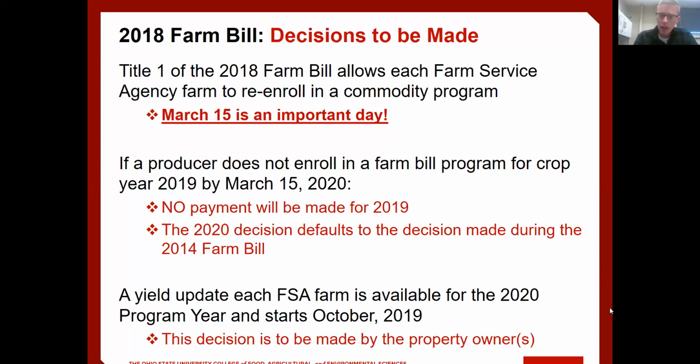There will be a yield update for the Price Loss Coverage yields, and we have more information about what that entails and how that decision can be made. We also have a decision tool along with a separate webinar on how to use our PLC decision or PLC update tool.